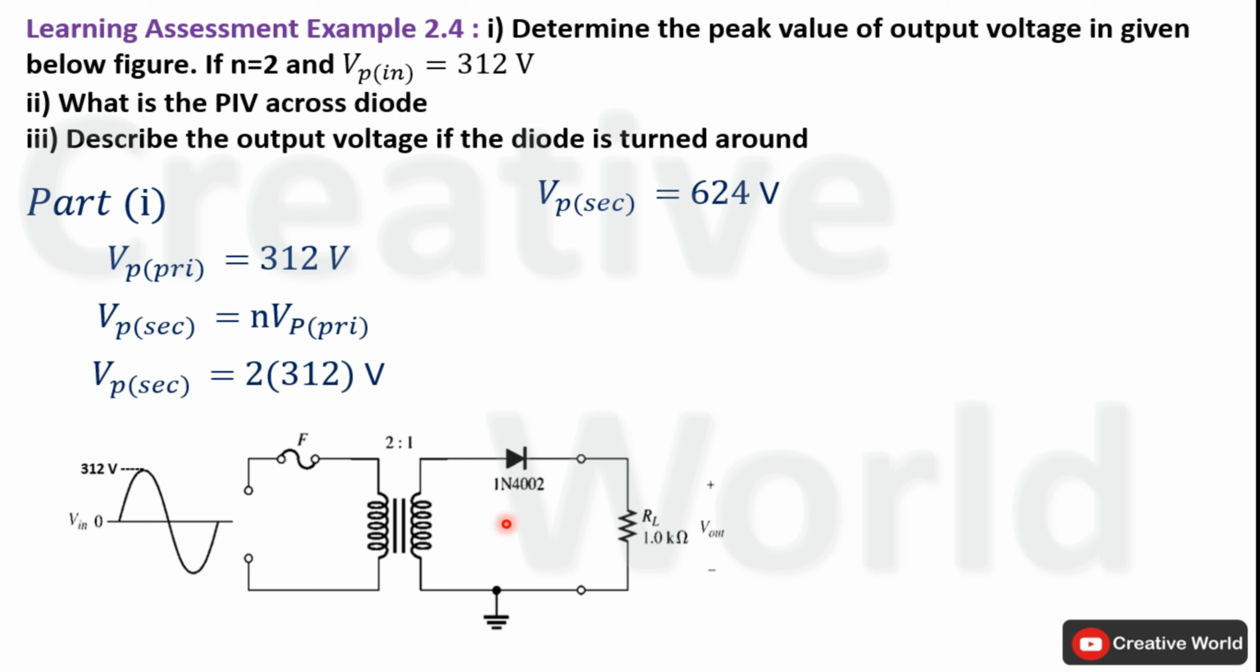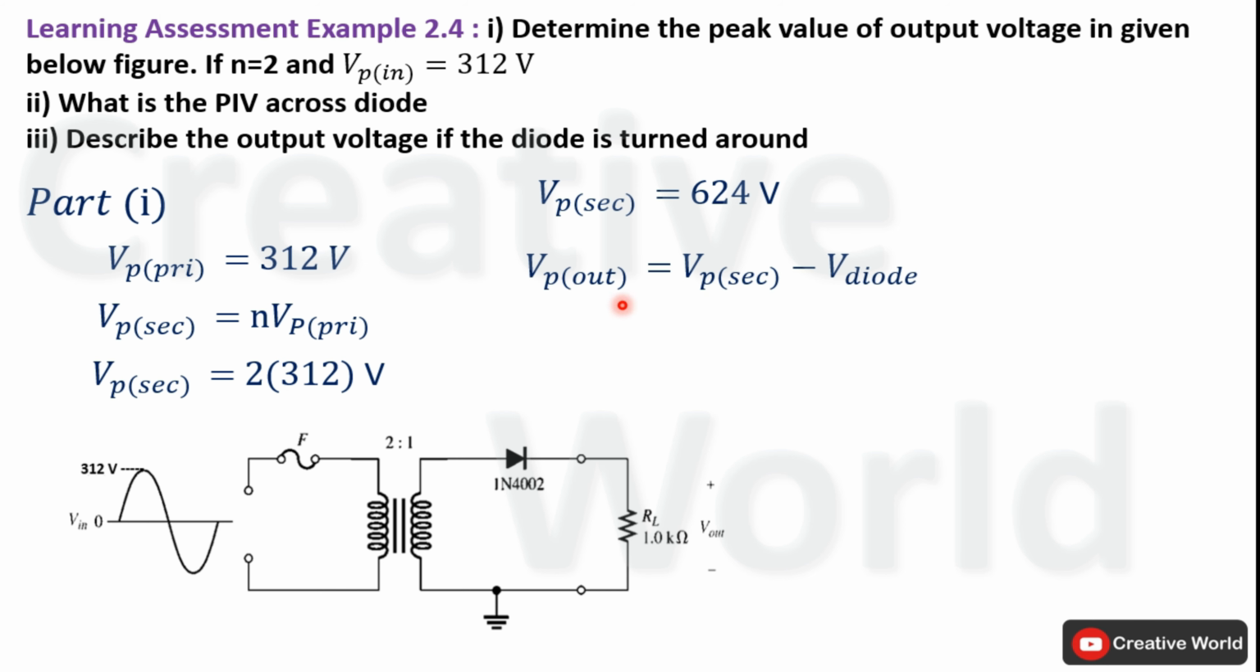We have determined the peak secondary voltage at the output of this transformer. Now we can calculate the voltage across this 1 kilo ohm resistance, labeled as V out. This is a half wave rectifier circuit, so it will conduct only for half cycle of the AC wave. Peak output voltage will be equal to peak input voltage minus diode forward voltage drop. In this network, a general purpose diode 1N4002 is used, which is basically a silicon diode, so its forward voltage drop will be 0.7 volt.